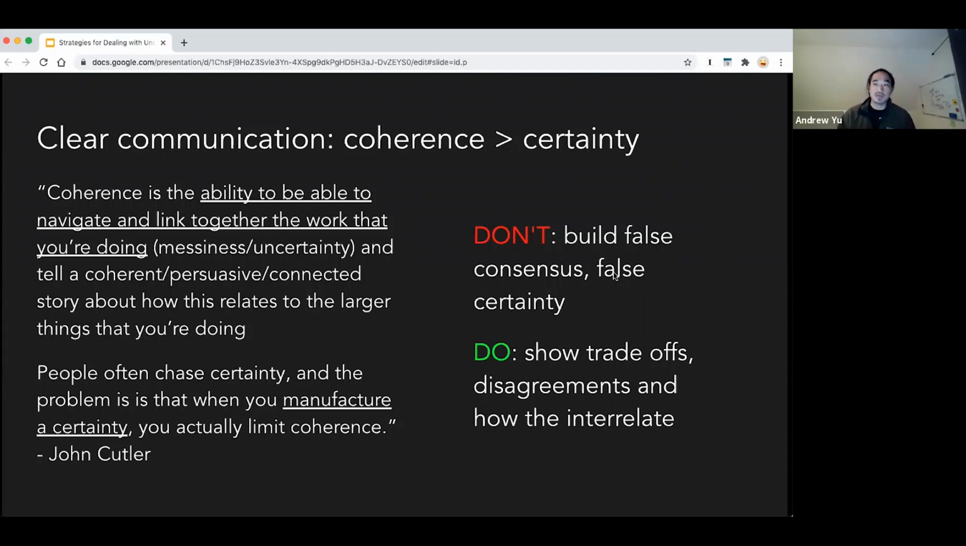So they don't build false consensus and false certainty, but what they do really well is articulate trade-offs, disagreements, and the interrelatedness between things really well. So yeah, coherence over certainty, I think, is the TLDR of this.